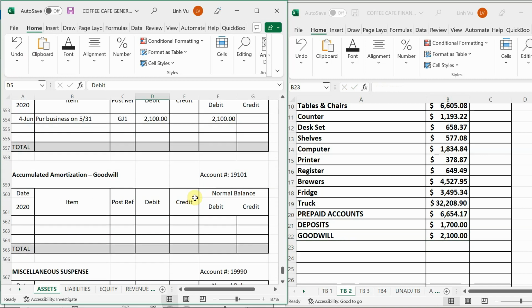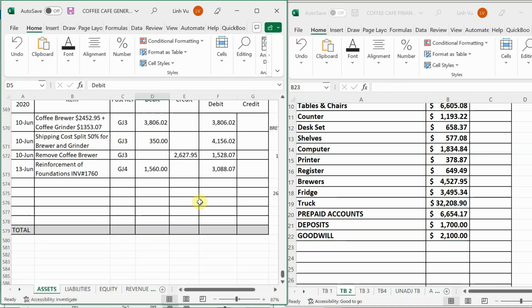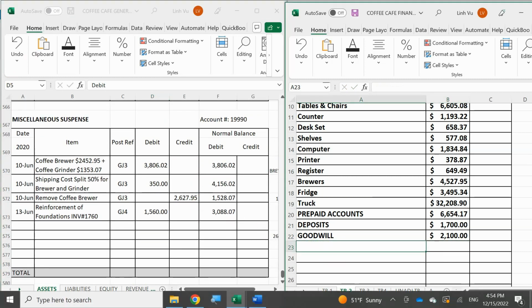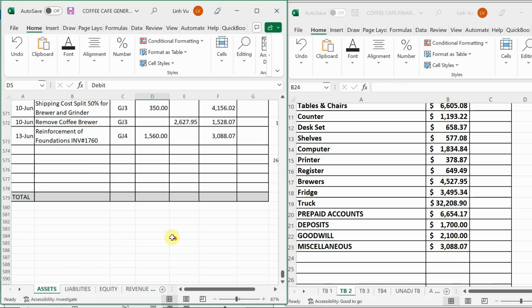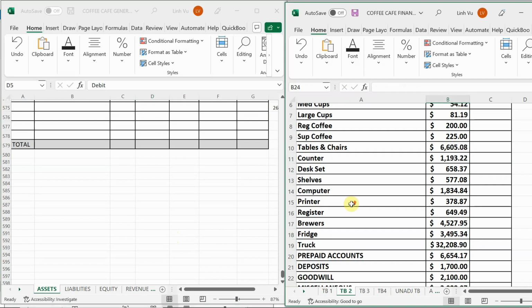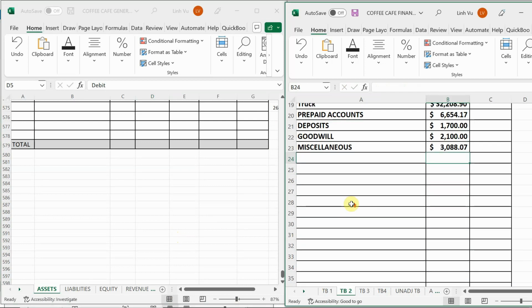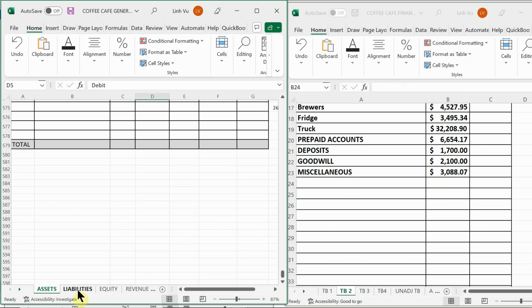Okay. And then my miscellaneous suspense account, right? We did have some account activity there. So miscellaneous is currently outstanding for $3,088.07. Okay? And that includes all of my assets. Okay? So next one I'm going to go ahead and work on is going to be my liabilities.